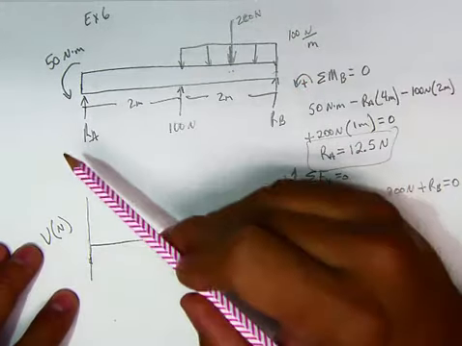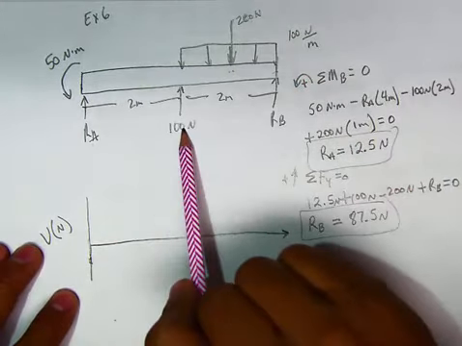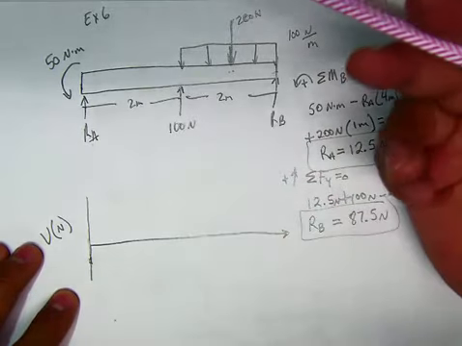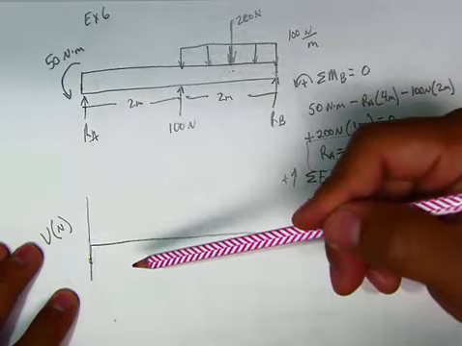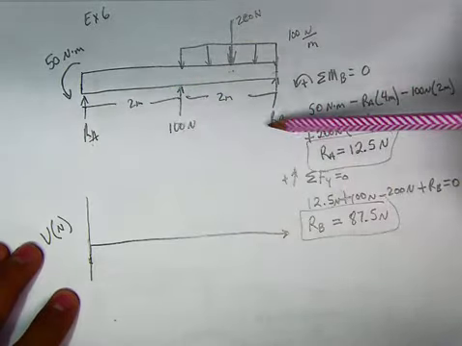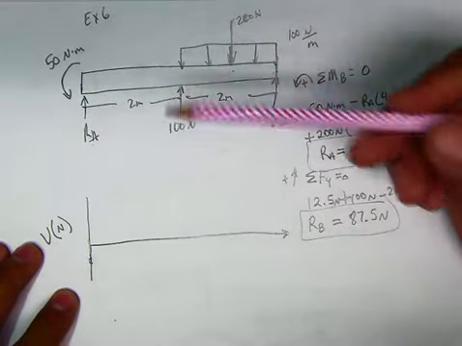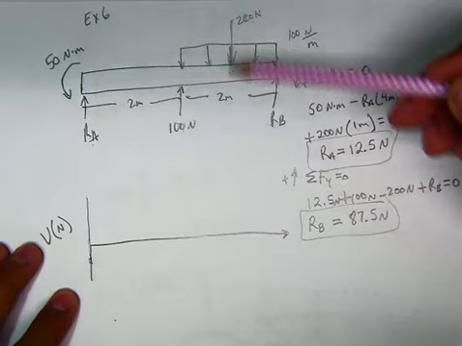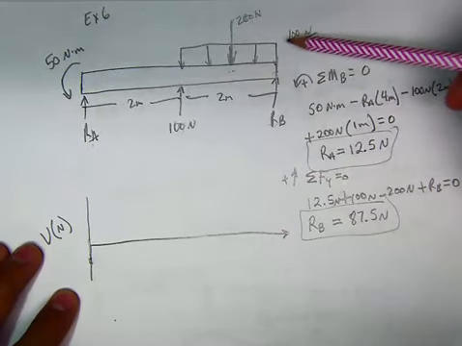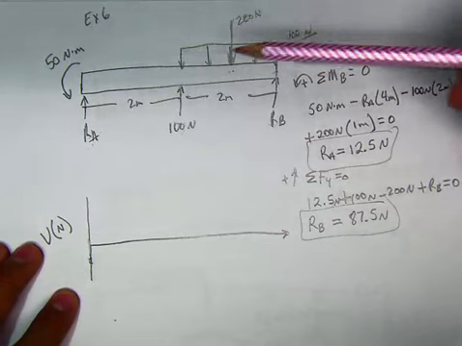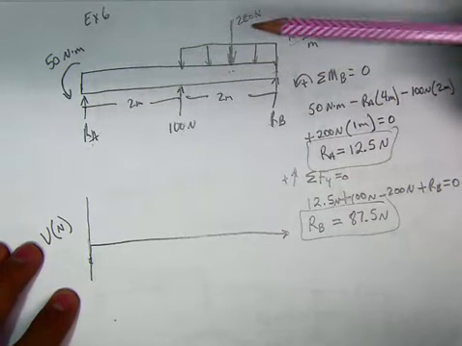First things first. External loads or reactions, such as this one and this one, produce jumps in your shear diagram. So again, I repeat, external loads and reactions, such as this one and this one, produce jumps. Distributed loads that are constant produce slopes. So this one, for example, is a constant 100. That is going to produce a slope of negative 100x.